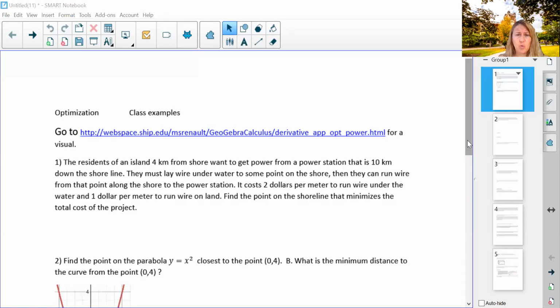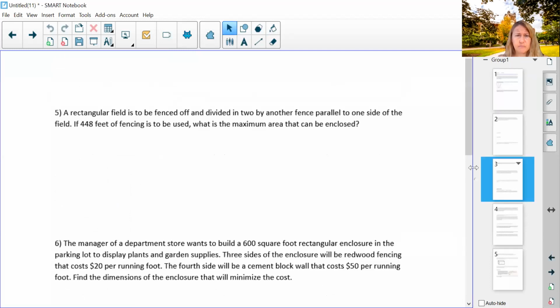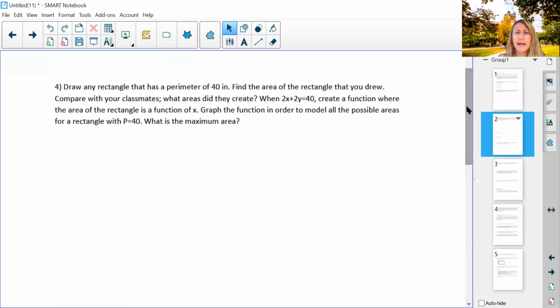We're on number 4 now on the very same handout we've been on. And number 4 deals with, well, let me find it here. There we go. So 4 deals with drawing any rectangle that has a perimeter of 40 inches.